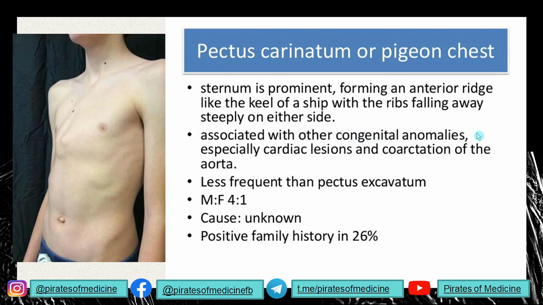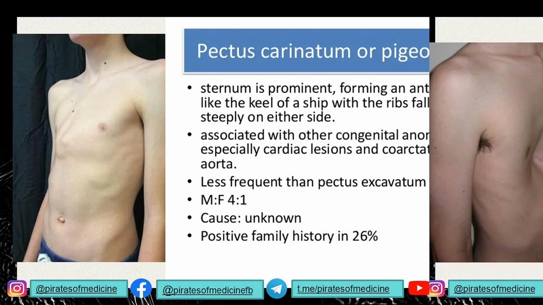It is associated with various congenital abnormalities. Cardiac lesions can be there, and coarctation of the aorta is most commonly seen. It is less frequent than pectus excavatum, which we are going to talk about. The male to female ratio is 4:1. The etiology is unknown, and there is a positive family history. There is say a 26% chance that if you have pectus carinatum in your family, then you can have it in the baby as well.